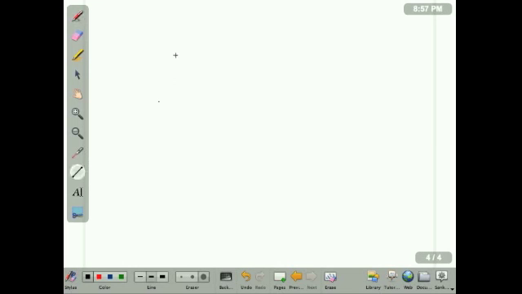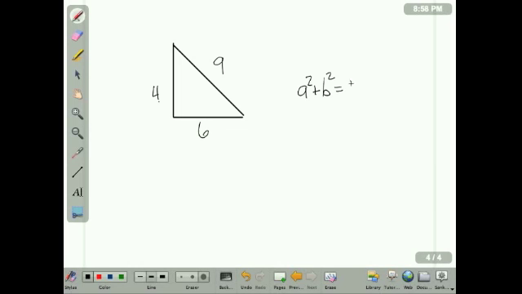Sometimes you'll be asked to prove or disprove this is a right triangle. And you'll be given the measurements of all three sides. You need to prove or disprove that this is a right triangle. So in order to do that, we're going to plug in our values, and we're going to plug it into our root equation, which is a squared plus b squared is equal to c squared.